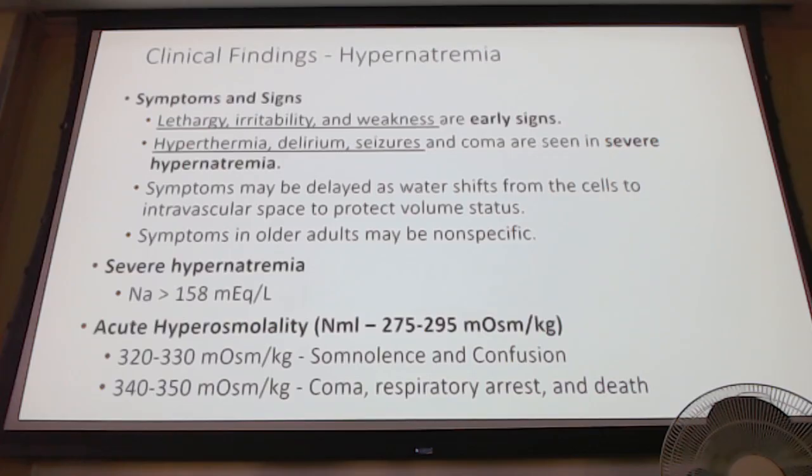Kind of the same thing. Okay, they're lethargic, they're irritable, they're weak. Those are early signs. Once you start getting into hyperthermia, delirium, seizures, those are severe late signs. Coma and death are the last signs. Okay, because it takes time for those waters to shift, those balances to shift. It may not present right away.